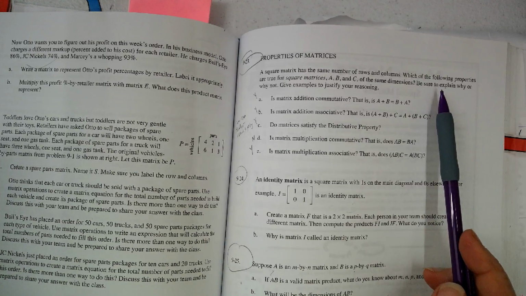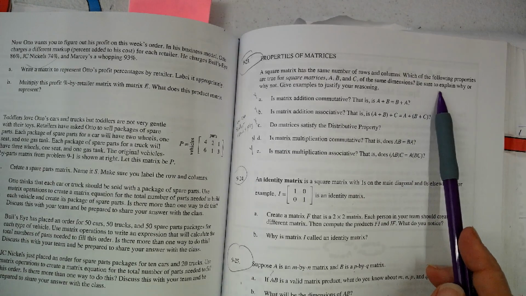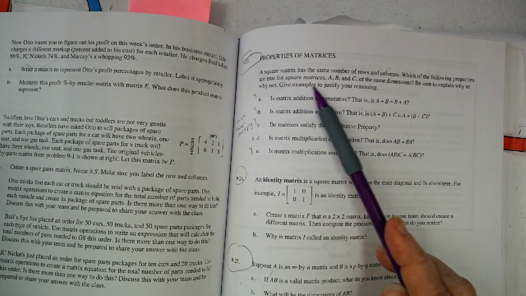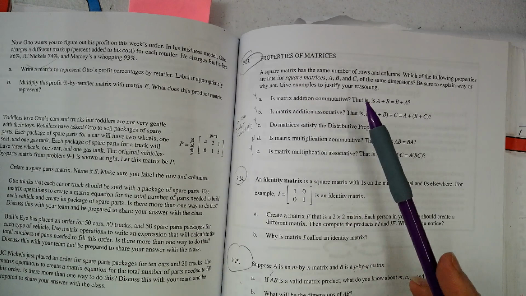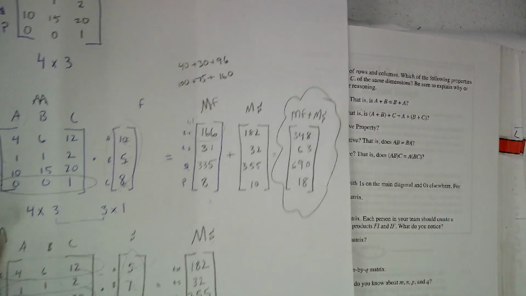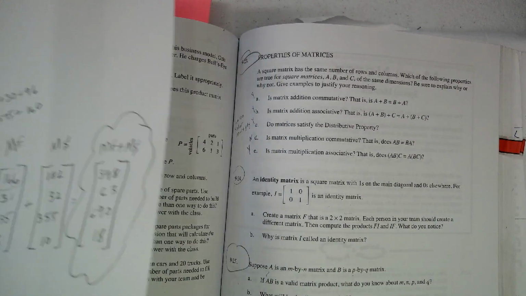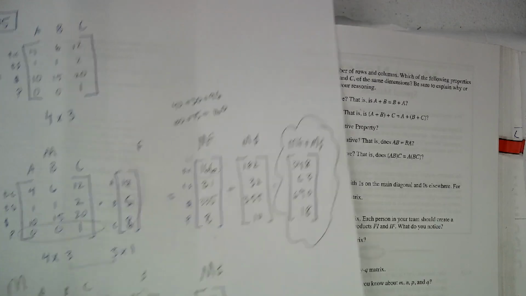So like if you had a 2x2 and another 2x2, or a 3x3 and a 3x3. Be sure to explain why or why not. Give examples to justify your reasoning. So is matrix addition commutative? I know that these aren't, I just want to reuse some matrices that we already have, just to make the video a little shorter.